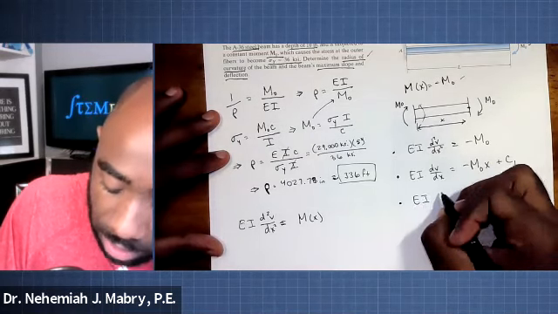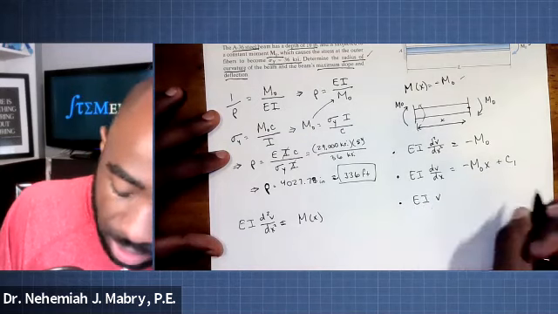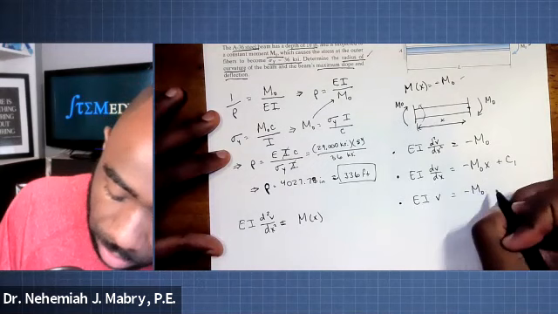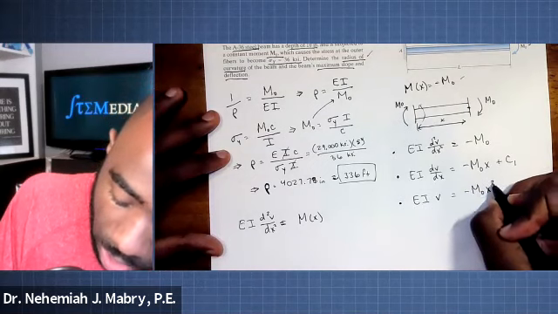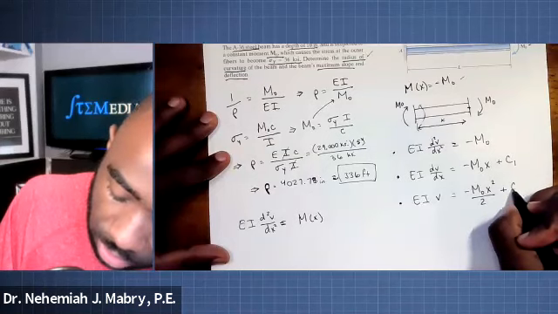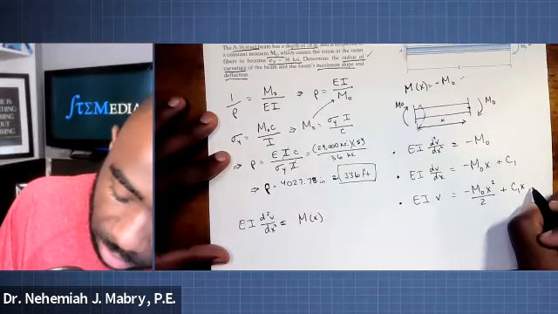What is the next equation? EI v is equal to negative M sub naught x squared over 2 plus C1 x plus C2.